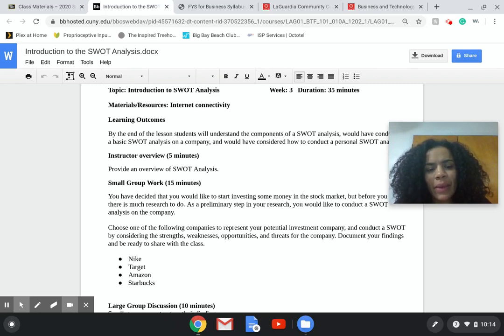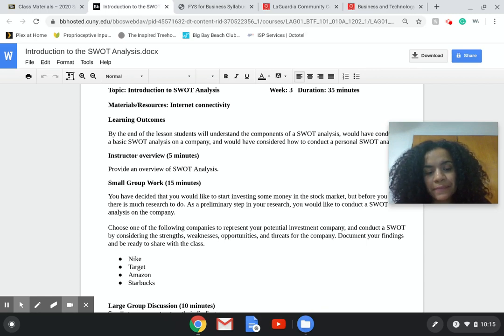The way this is set up was supposed to be small group work. Obviously, you're not in the class, so you'll be working on your own. What I set up here, just for 15 minutes, is that you're thinking about investing some money in the stock market. But before you do, there's a lot of research to do. As part of your research, you're thinking of conducting a SWOT on the company that you are thinking about investing in.